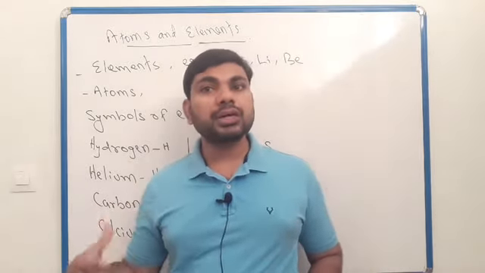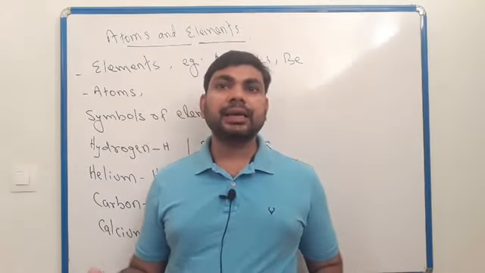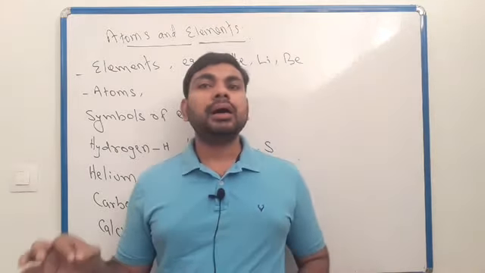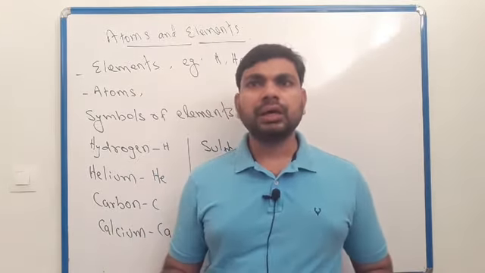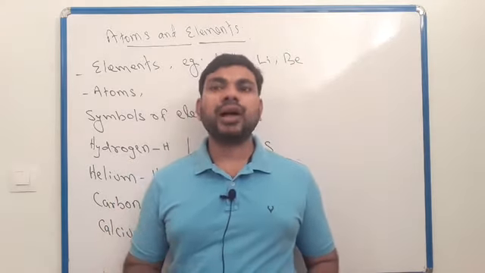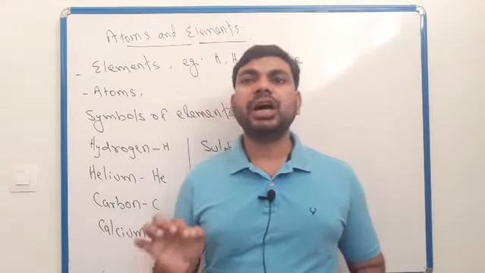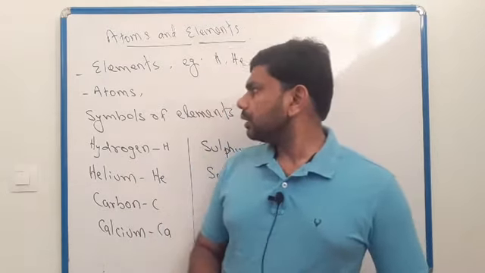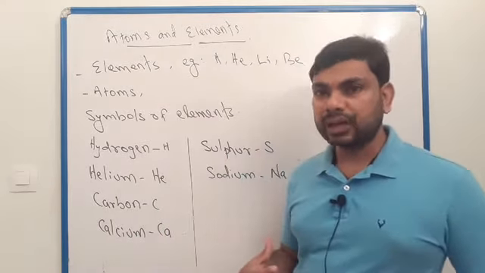There are more than 100 elements in the universe. We can say hydrogen, helium, lithium, beryllium, boron, carbon, iron, gold, silver, platinum. There are many elements in nature. Clear? Elements are substances which consist of only one type of atoms. The first element is hydrogen.